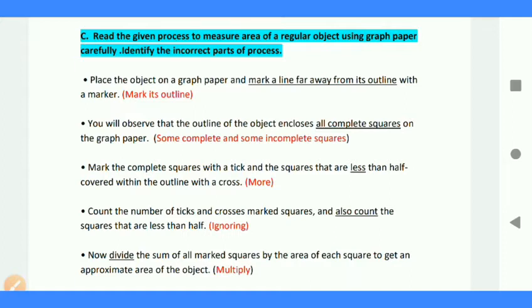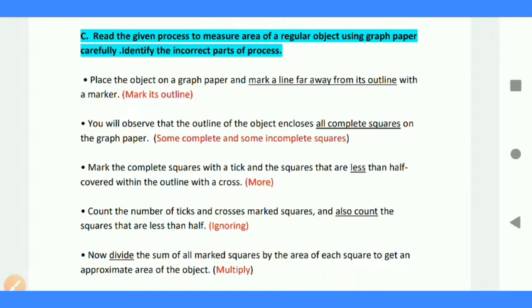Next, count the number of ticks and crosses marked squares and also count the squares less than half. No, ignore. In the place of also count, write down ignore. Count the number of ticks and crosses marked squares and ignore the squares that are less than half. And the last one, now divide. So underline means you have to write, in the place of divide, multiply.